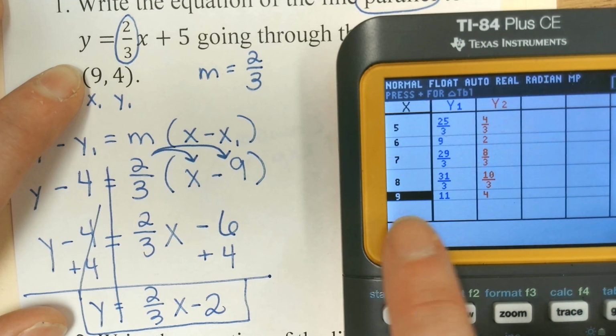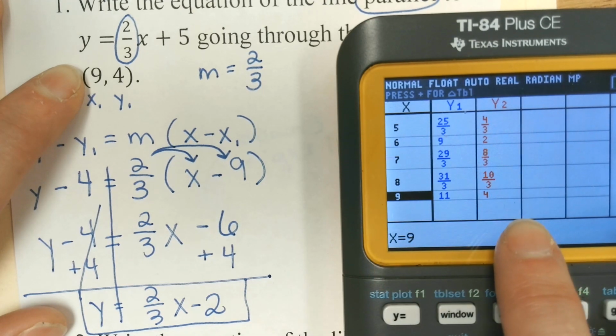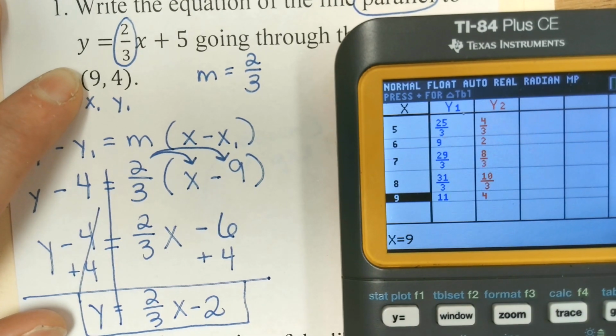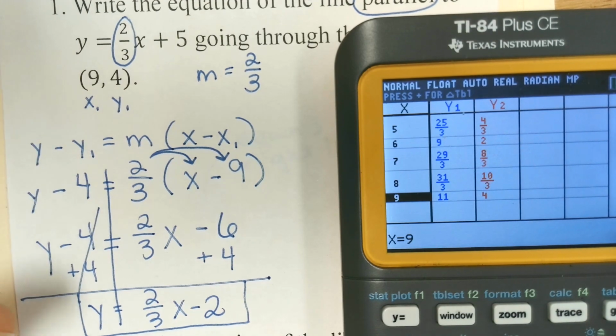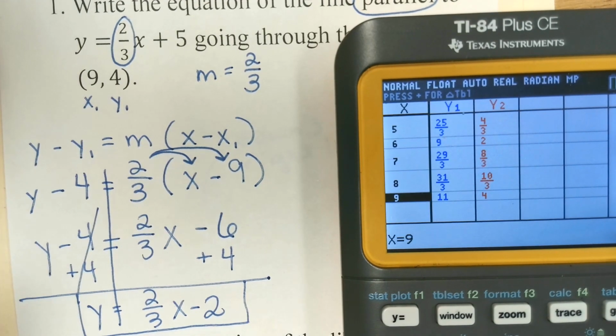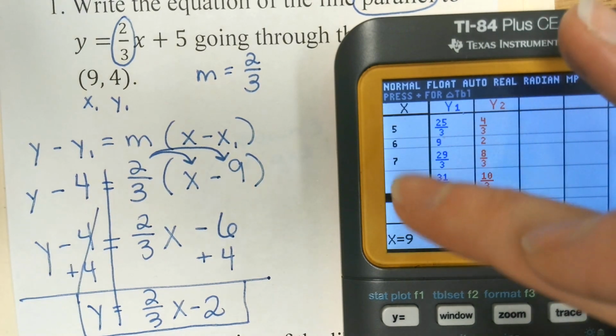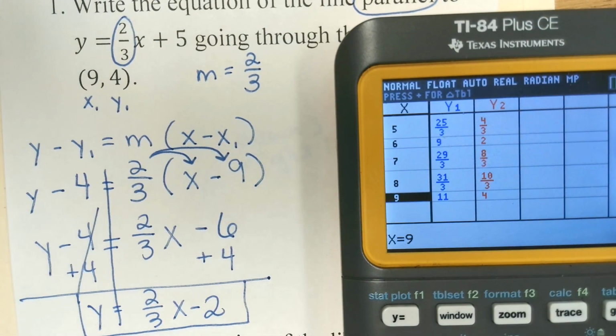And then make sure that y2 is 4. See how it's 9, 4? So that means it went through the correct point, and it's parallel. So that means that we did it correctly. If you had a multiple choice question, you could put them in, y1 and y2, and see if they're parallel. And then you can look at the table to look at coordinates.